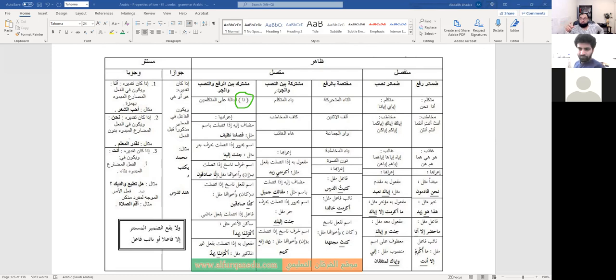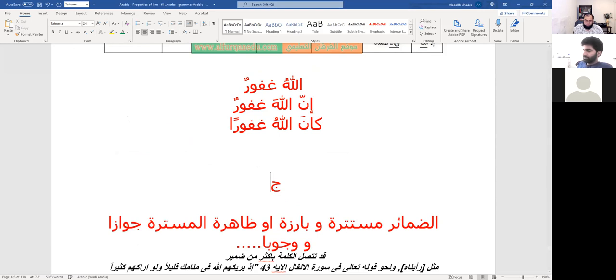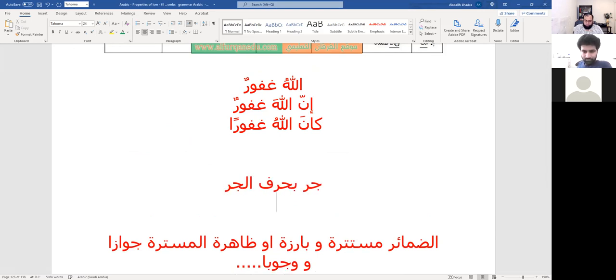But if a pronoun connects to an اسم, it will be in the position of جر مضاف إليه, or جر بالإضافة. These are the two terms we use: جر بحرف الجر and جر بالإضافة. If the pronoun connects to a حرف جر, the pronoun will be مجرور, in the position of جر. جر because of what? بحرف الجر. It became مجرور because it connected with حرف الجر.